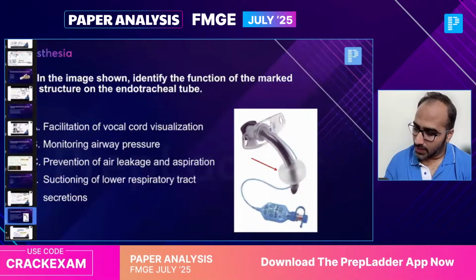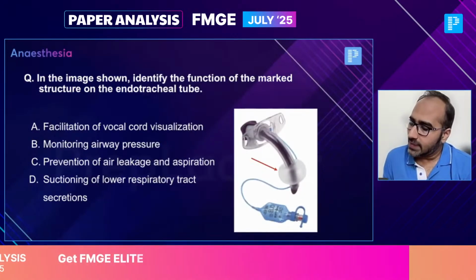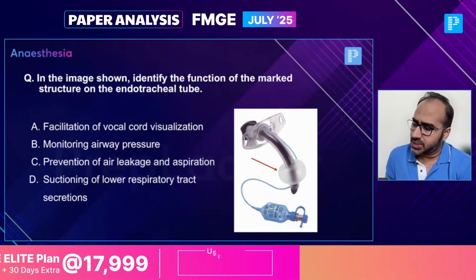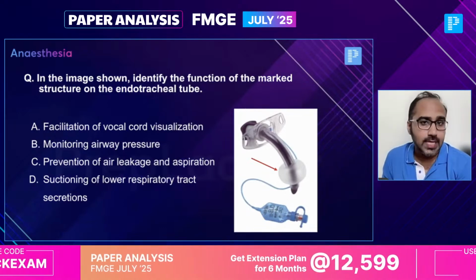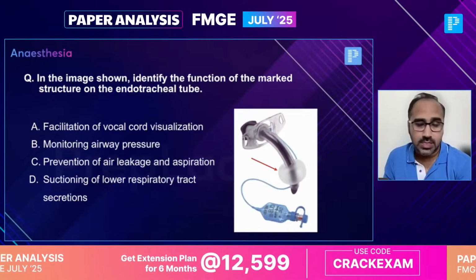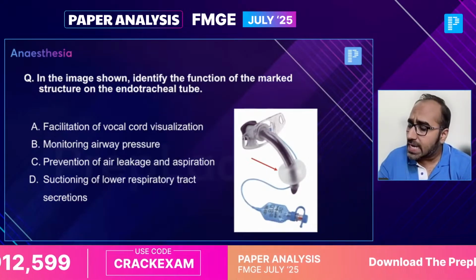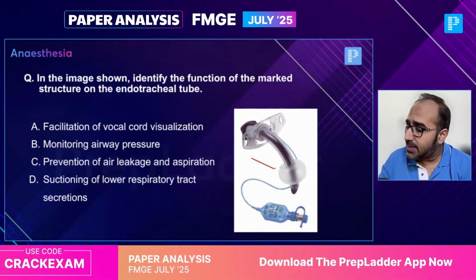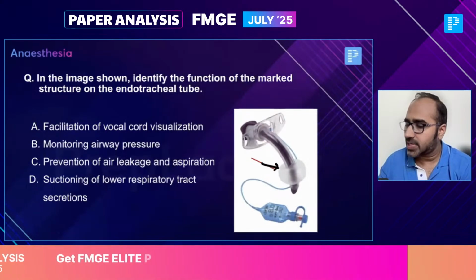Right? Now, in the image shown below, identify the function of the marked structure of the endotracheal tube. First of all, guys, this is an endotracheal tube. Yes, but this is a tracheostomy endotracheal tube, not an oral endotracheal tube. But basically, they are asking about this structure which is being shown over here. What is this structure?